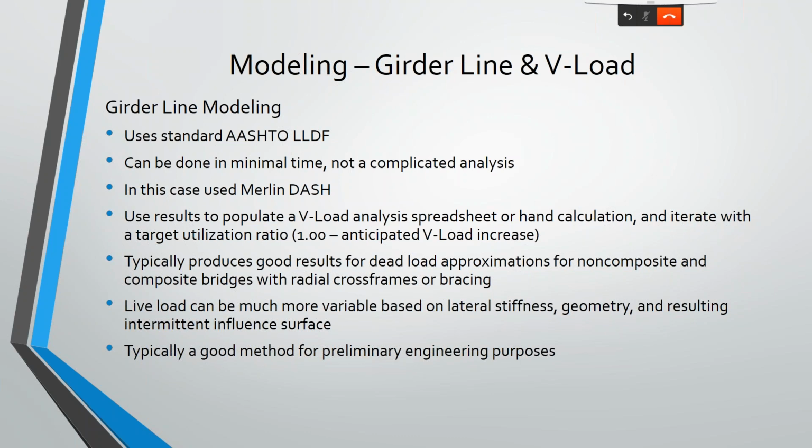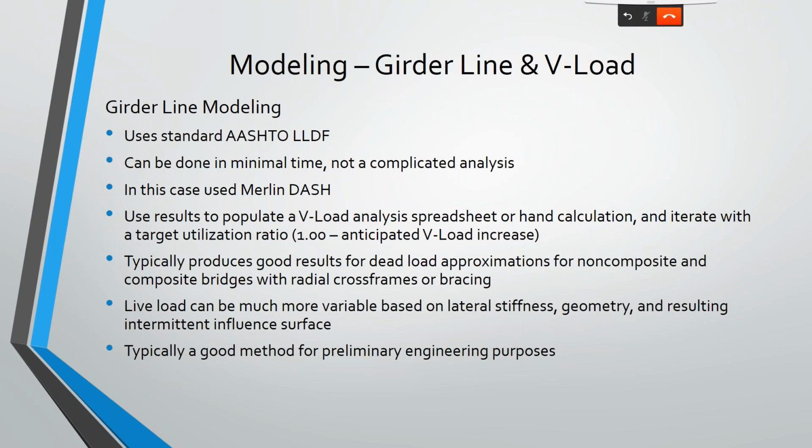In this case, we used MDX, and then we used the V-load analysis as a spreadsheet. You could also do it as a hand calculation to iterate and basically determine the amount of curvature effects we think we're going to have on the structure. And you can do this by taking a target, what I'll call utilization ratio, which is basically your demand over your capacity, and subtract off how much V-load increase you think you're going to have for the curvature effects in order to design your members in a preliminary design fashion.